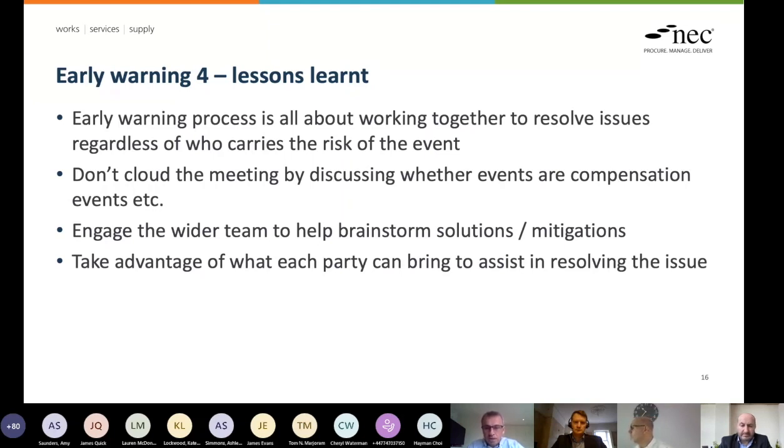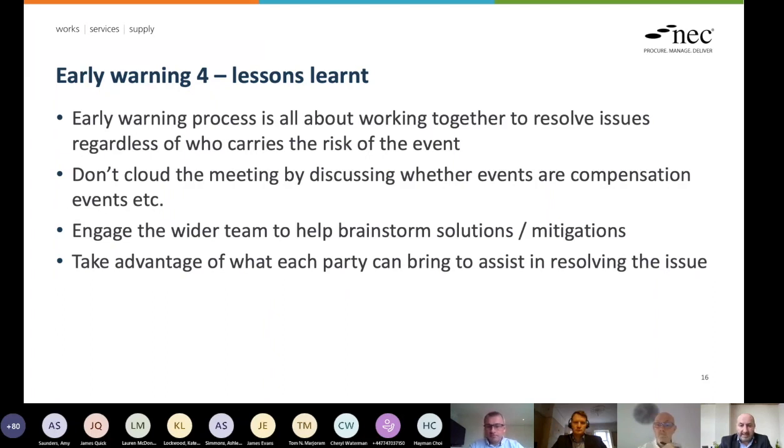The benefit of engaging the wider team to help brainstorm solutions. In my experience, it's particularly issues involving third parties and local authorities. There's all sorts of different participants in solving those problems, different relationships through different channels, the community. It really does bring out the collective strength of the team acting as one rather than acting in a contractual way, if you like. And there's a similar point: take advantage of what each party can bring. Everybody might have something, and that meeting demonstrated that quite well.